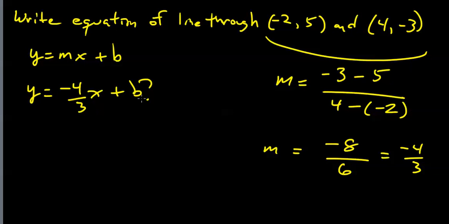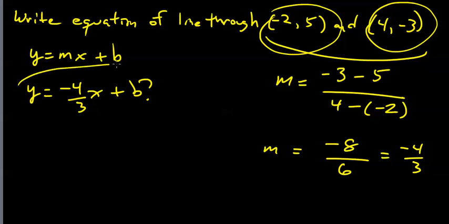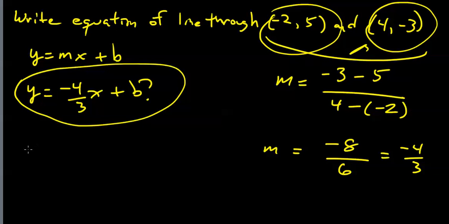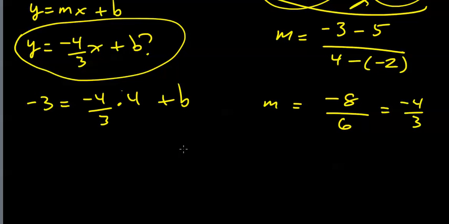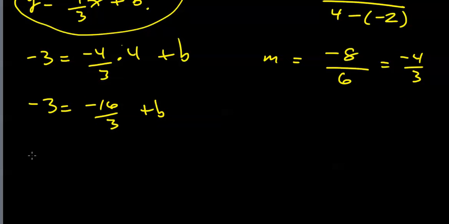Alright, how am I going to find b? Well, I'm going to need to plug in either of these coordinates. They're both on the line, so they both must solve this equation. So I see no real advantage to picking one pair of coordinates over the other. So I'll pick (4, -3). When y is minus 3, x then has to be positive 4 on this line. And now I can solve without too much trouble, hopefully, for b. So minus 3 equals, let's see, minus 4/3 times 4, which is minus 16/3. I'll add 16/3 to both sides to solve for b.